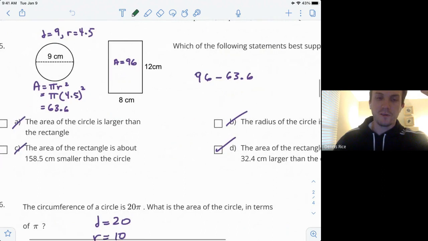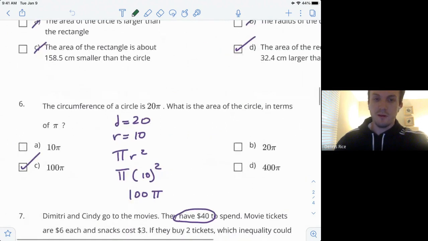Just be careful with circles. Sometimes you just dive right into it quickly. That would be d equals 9. We wouldn't want to use 9. That would be the diameter, not the radius.